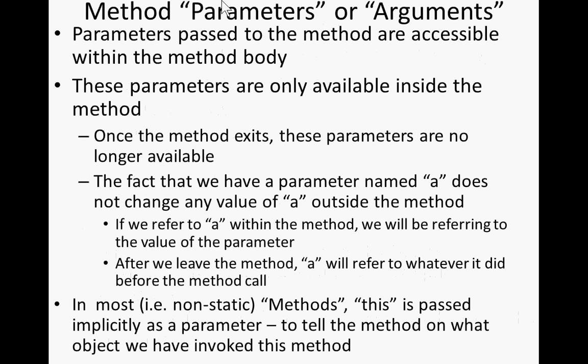Okay, so in most methods, i.e. non-static methods, this is passed implicitly. Static methods don't have a this because they're on the whole class. But for other methods, this is passed to refer the method to what object we've invoked it on.